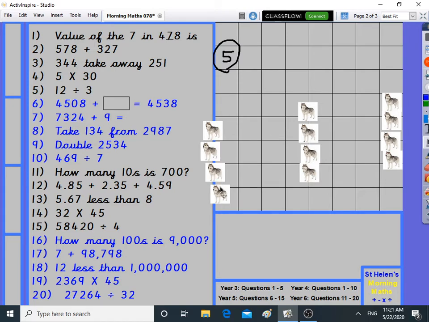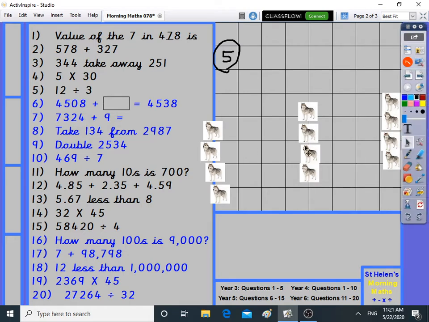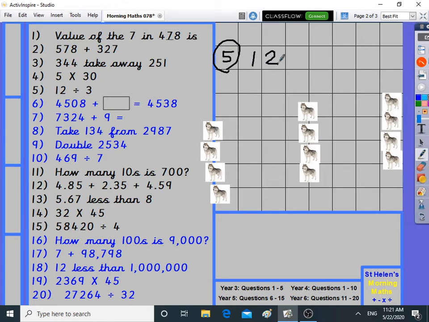I've got 1, 2, 3, 4, 5, 6, 7, 8, 9, 10, 11, 12. That's how many I should have. 12 shared between 3. Put the 12 into 3 groups, and each group has 1, 2, 3, 4 in it. So the answer is 4. 12 divided by 3 is 4.